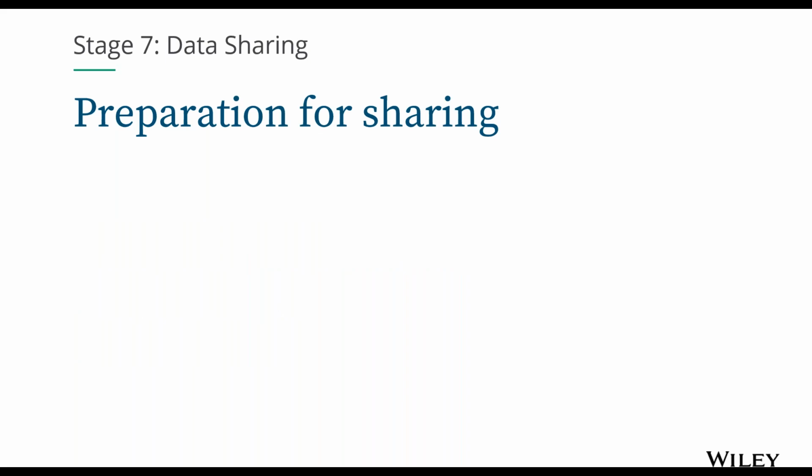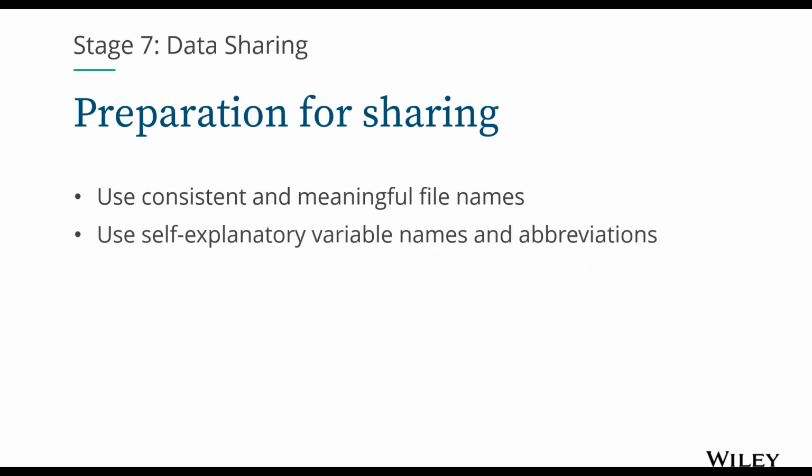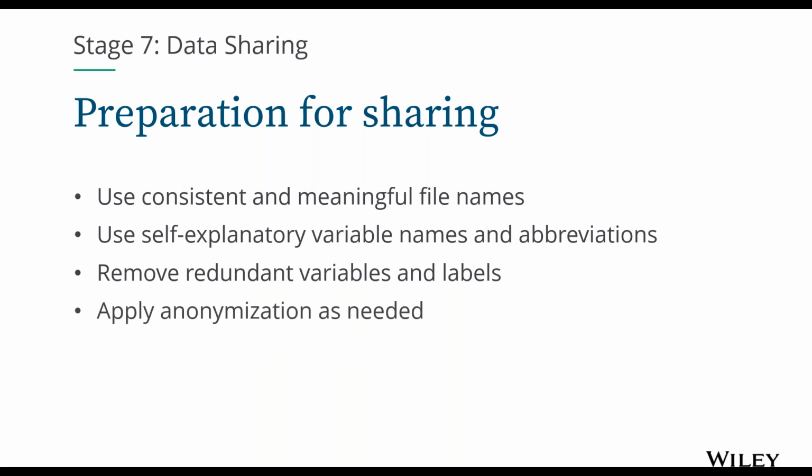And for preparing to share, you want to make sure you're using consistent and meaningful file names. Your variables and abbreviations should be pretty self-explanatory. You want to remove redundant variables and labels, and apply anonymization as needed. So again, if you're using human subjects, you need to protect their privacy. And the last thing is checking your copyright and privacy permissions.